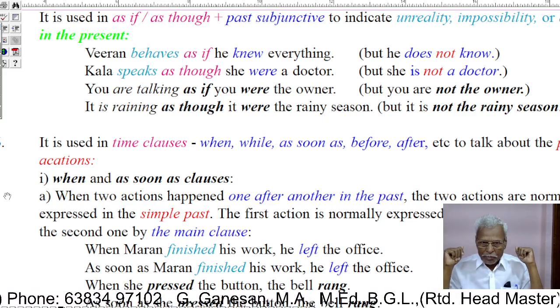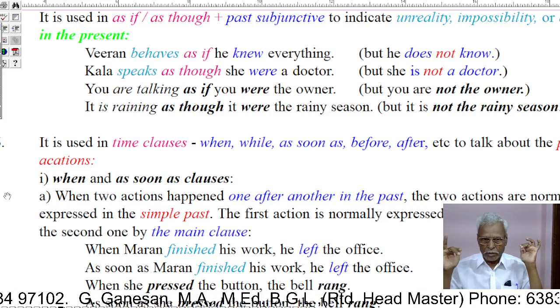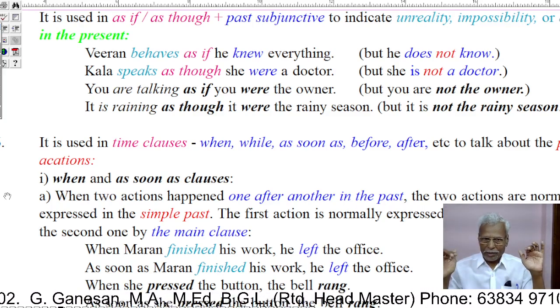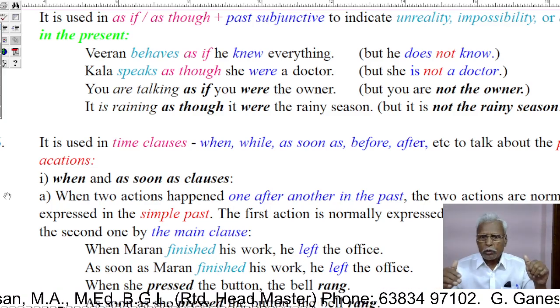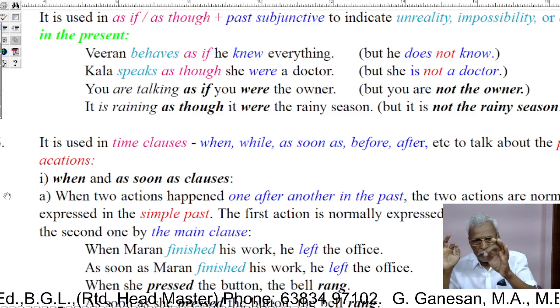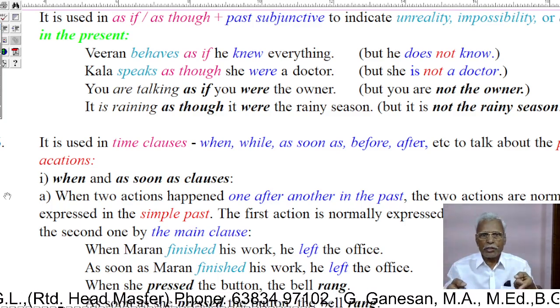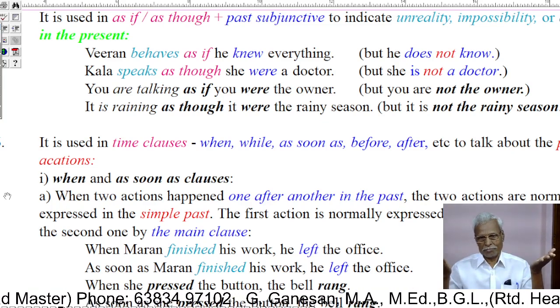Veeran behaves as if he knew everything, but he does not know everything. Kala speaks as though she were a doctor, but actually she is not a doctor. You are talking as if you are the owner. Actually, you are not the owner. It is raining as though it were the rainy season. Actually, it is not the rainy season.